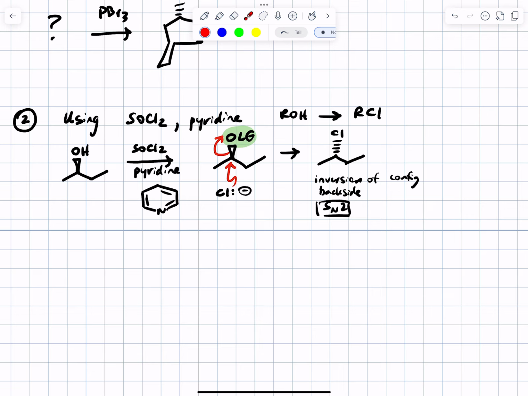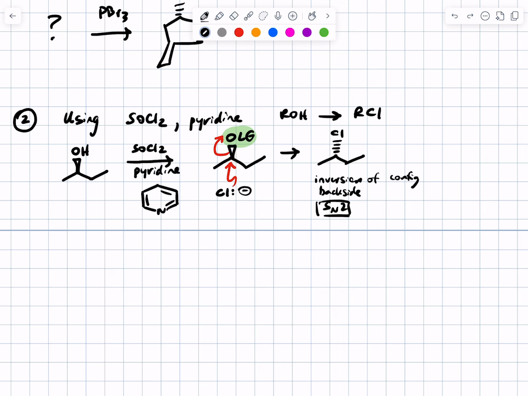So again, you don't need to know the structure of this leaving group. If you want to know it, it's in your text. The mechanism is shown there. You can go look at it. It may or may not be helpful to you, but I'm not going to ask you questions about what the leaving group is. Instead, however, I do want you to know that once OH gets converted to a good leaving group, the mechanism is SN2, and so you get inversion of configuration.